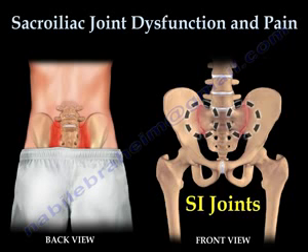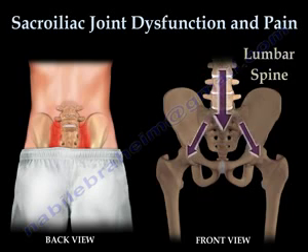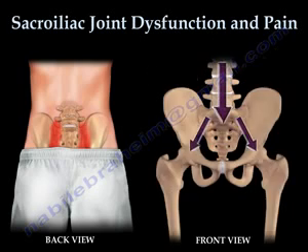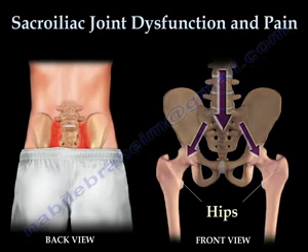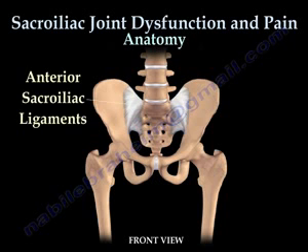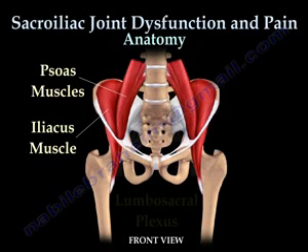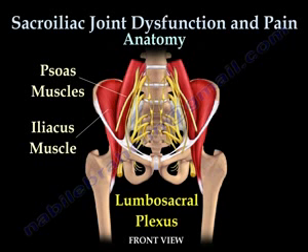The SI joints are weight-bearing joints. These joints distribute weight from the spine to the lower extremities through the hip joints. From the front, the sacroiliac joint is supported by the anterior sacroiliac ligaments. There are also strong muscles in the front of the sacroiliac joint. Important nerves of the thigh and leg pass in front of the SI joints.